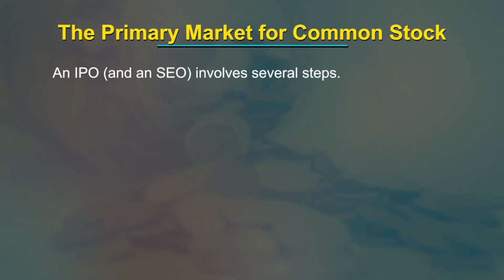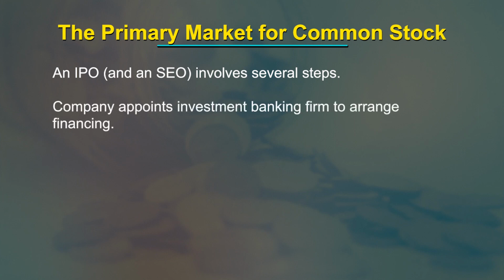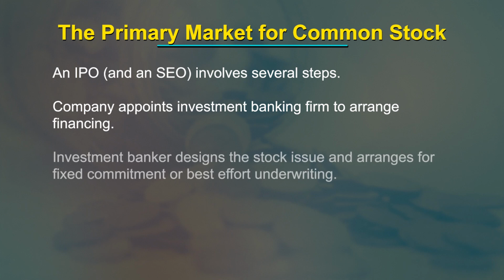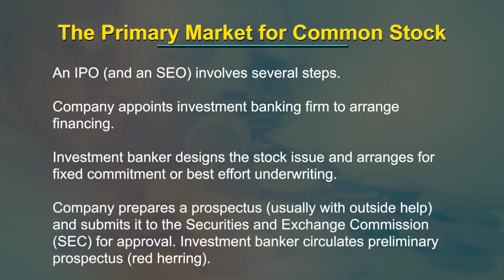Now, if we try to understand the various steps or procedures generally followed by an IPO or a SEO, it generally takes place in this way. Firstly, the company appoints an investment banking firm to arrange for financing. Secondly, the investment banker designs the stock issue and arranges for fixed commitment or best effort underwriting. Thirdly, the company prepares a prospectus, usually with some sort of outside help, and submits it to the Securities and Exchange Commission, SEC, for approval.